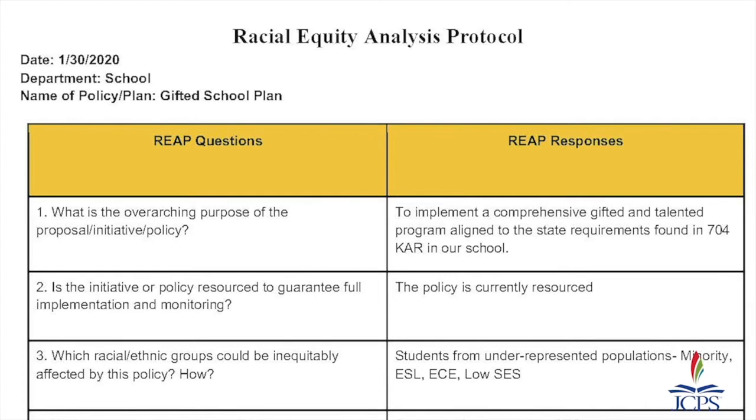Number 3, what racial ethnic groups could be inequitably affected by this policy and how? So we know that students from underrepresented populations, minority students, ESL, ECE, and low SES students could be affected, but they don't have listed how. So would anyone want to give a reason of how that could happen?